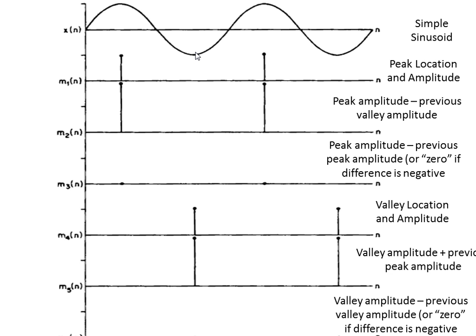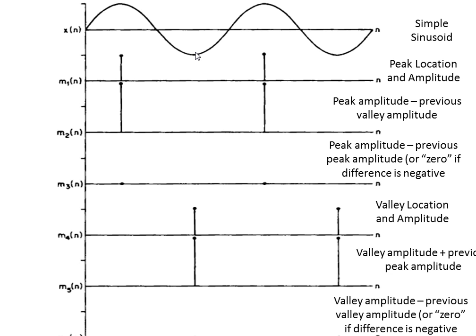Fifth, sum of the current valley and the previous valley. Okay, sixth, valley amplitude minus previous valley amplitude. If the difference is less than zero, you make it zero. Okay, so those are the six values that you get. Kaustav, we're just revising what happened last time, and I'll give you all this video also. So those are the six values that we have.